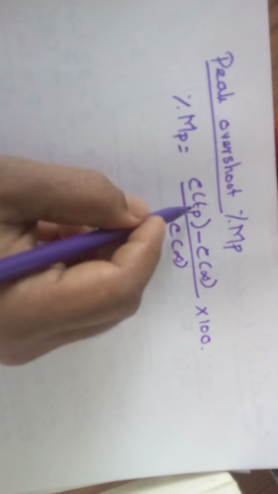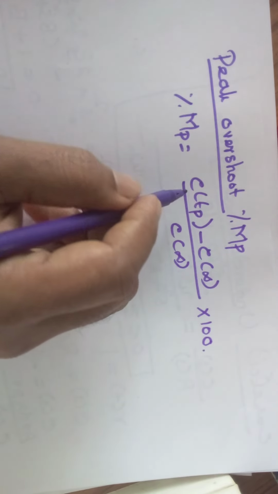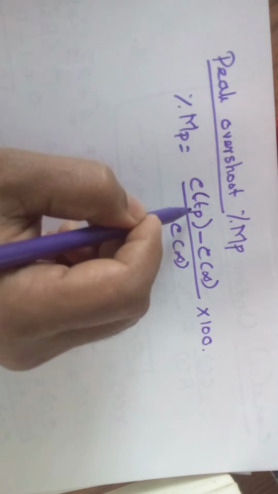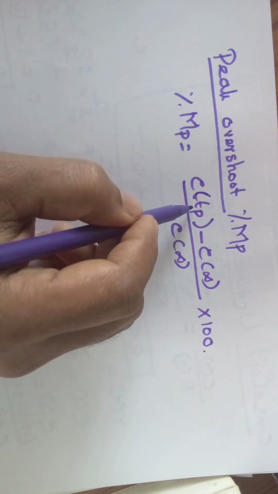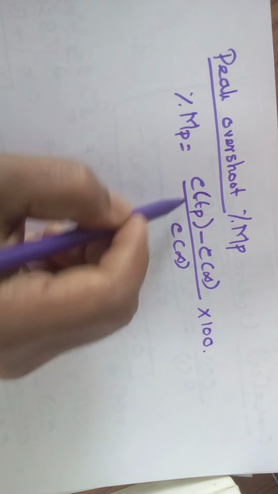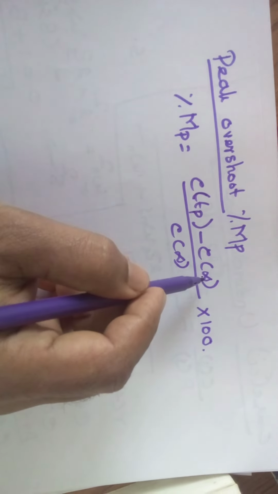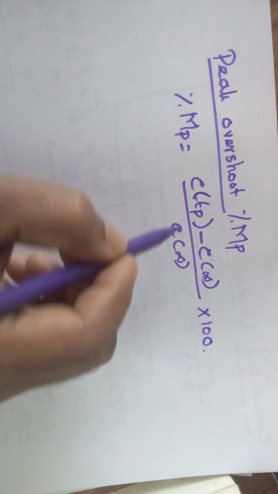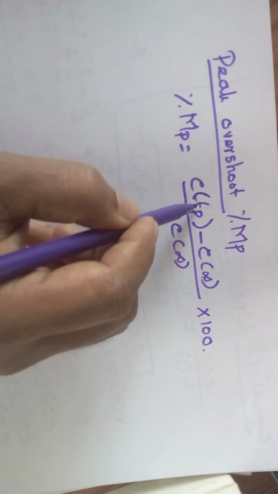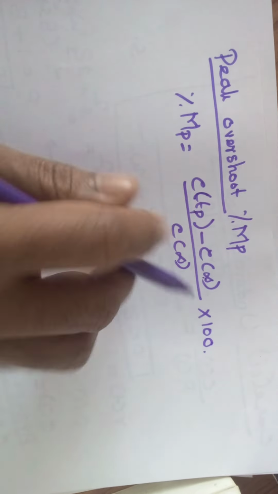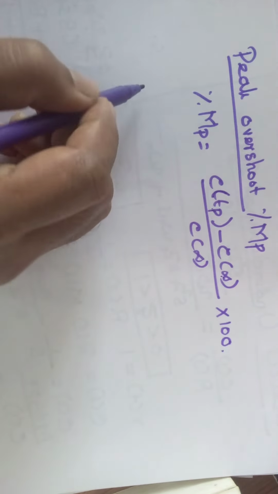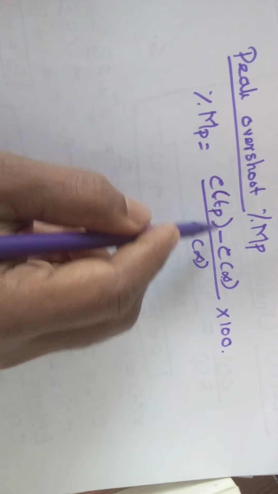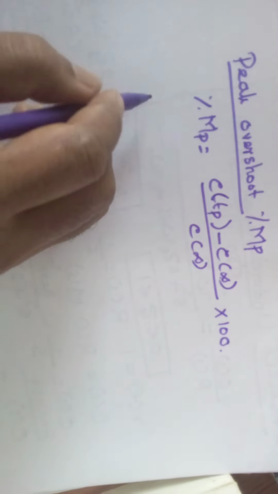So for C of Tp, you already know the peak time; this is the response at peak time, known as C of Tp. C of infinity means the response at t equal to infinity. C of Tp means the response at t equal to peak time. Understood? So let us calculate these two values, C of Tp and C of infinity.